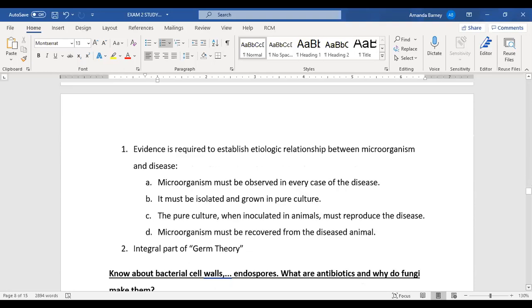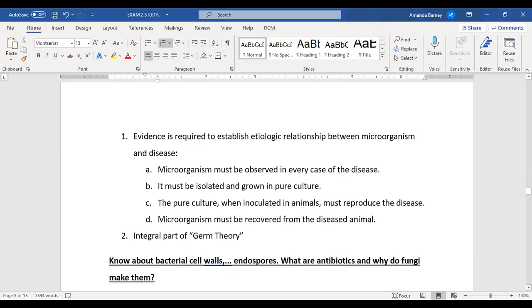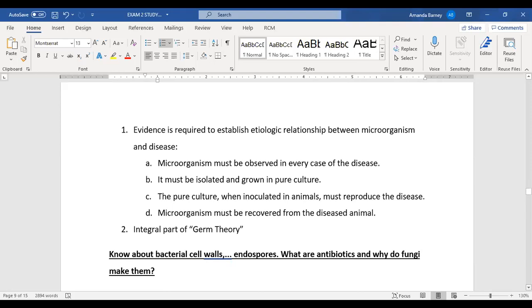Koch's postulates are pretty straightforward. You have to have evidence to establish that one microorganism does in fact cause a disease. So you have to isolate the microorganism. When you see a disease pop up in an individual, you have to take out the organism, isolate it, and grow it in a pure culture, which was that agar culture.